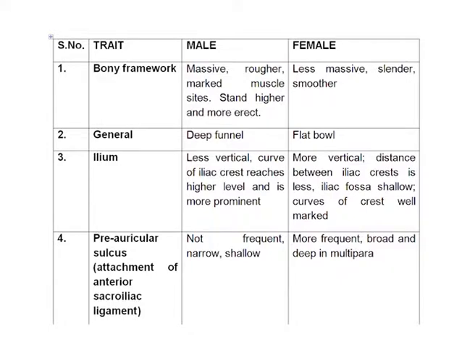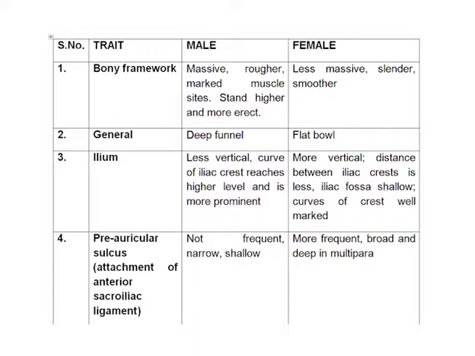If you observe the bony framework of the pelvis, in males it is massive, rougher, with marked muscle sites, and stands higher and more erect in the body, whereas in females the bony framework is less massive, slender and smoother. Generally, the shape of the male pelvis is deep funnel shaped, whereas it is flat bowl shaped in case of females.